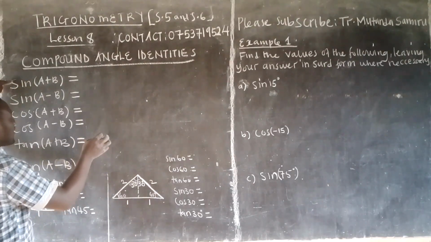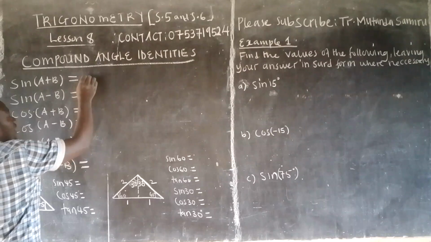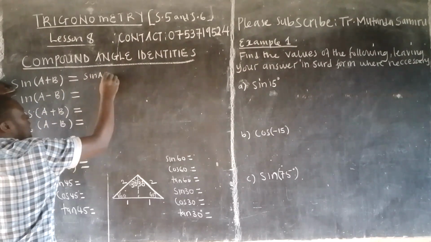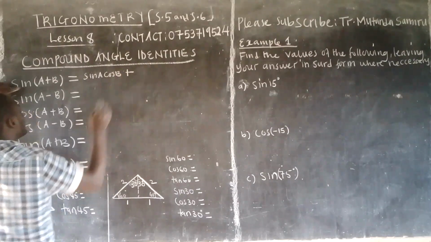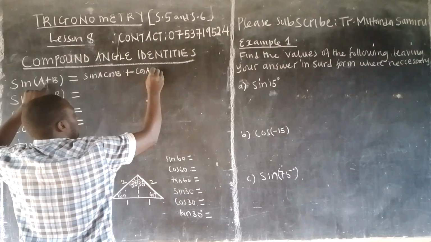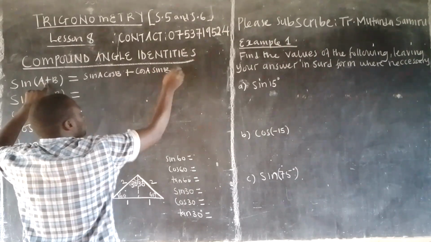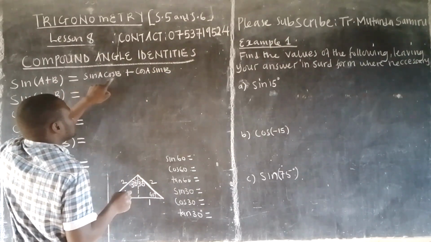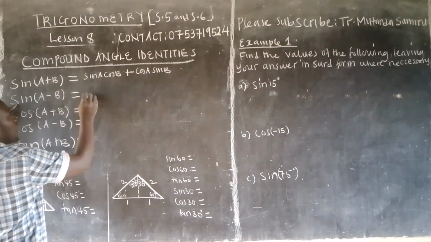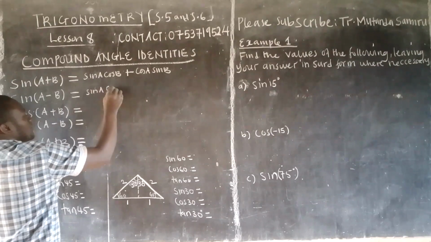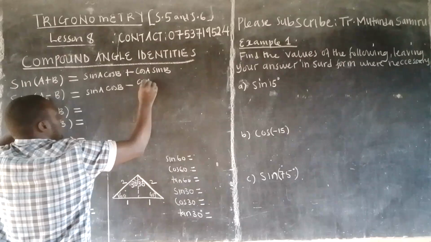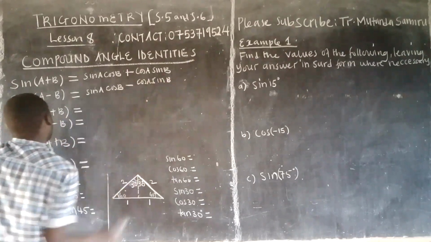These are standard proofs. To expand sin(A + B), you say sin A cos B plus, because you have a plus here, cos A sin B. You just keep alternating: sin A cos B plus cos A sin B. The same way here, it is sin A cos B, and if you have a minus, you put the minus: minus cos A sin B. As simple as that.